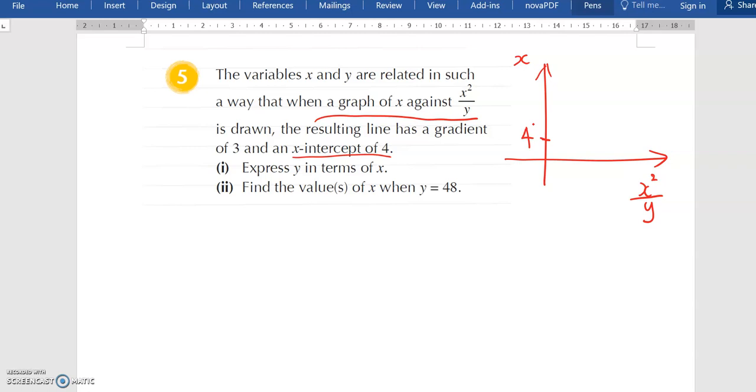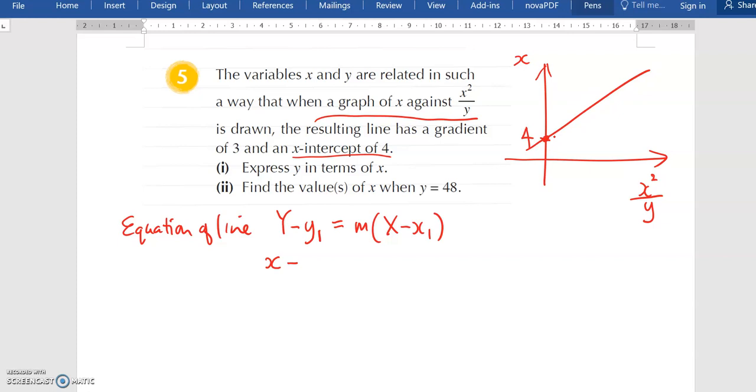Okay, so in this case you don't have an equation given in the first place, so you will just start using the equation of line. And remember, the equation of line is y minus y1 equals m bracket x minus x1, right? Okay, so the y is x squared over y, minus, okay, this one is a bit tricky. I need a point. So in which case, this is the point. So this point is actually (0, 4). So therefore, the gradient is 3. And then the x is x squared over y minus 0.